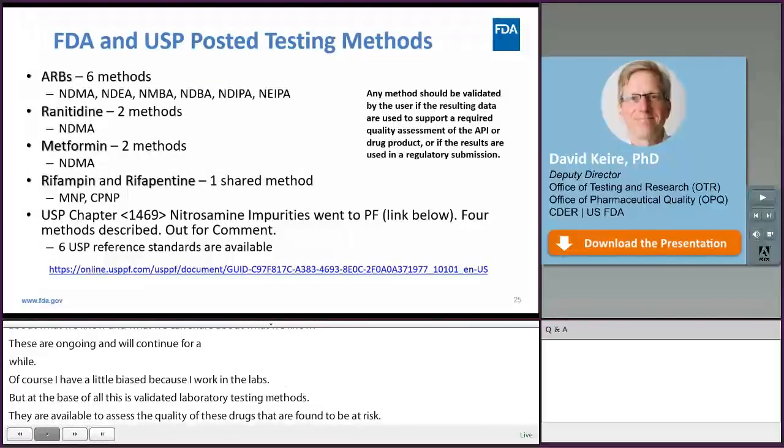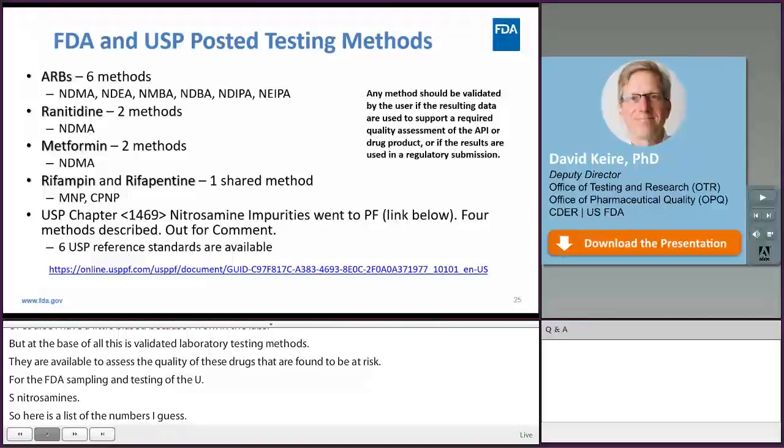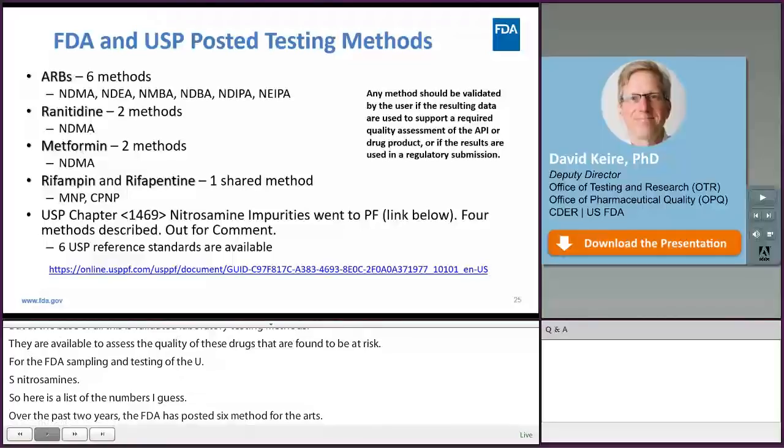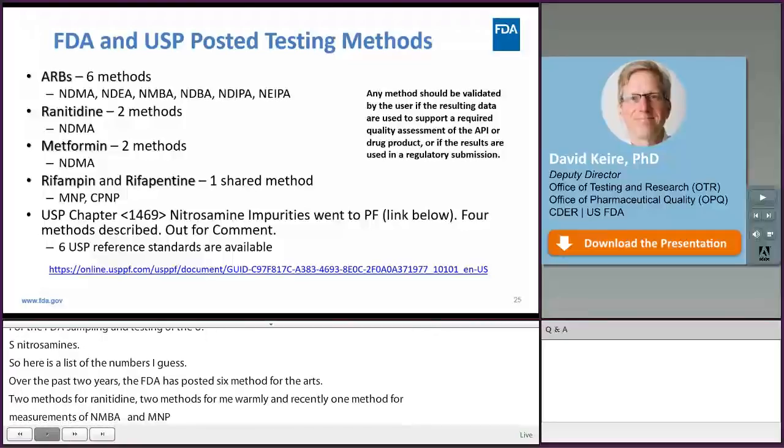So here's a list of the numbers, I guess. Over the past 2 years, the FDA has posted 6 methods for the ARBs, 2 methods for ranitidine, 2 methods for metformin, and recently we shared 1 method for measurements of both MNP and CPNP in rifampin and rifapentine. Now, if these are going to be applied in any industry lab or other lab, the expectation is that the method should be validated by the user if the resulting data is going to be used to support a required quality assessment of the API or drug product, or if the results are used in a regulatory submission. We developed and validated them in the CDER lab. Hopefully that would speed development and make the validation easier in the industry lab.